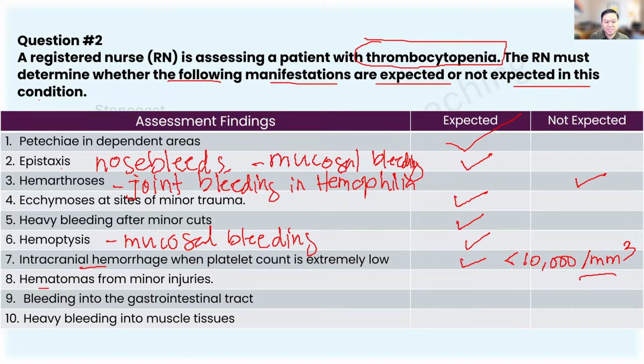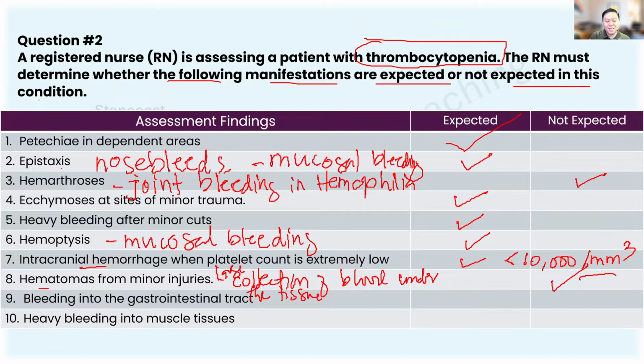Hematomas. This is different, guys. Hematoma is not similar to ecchymosis. If we are talking about hematomas, these are large collections of blood within the tissues. Collection of blood, a large collection of blood under the tissues. This is not expected in thrombocytopenia, but is more typical with coagulation disorders. So this is going to be not expected.